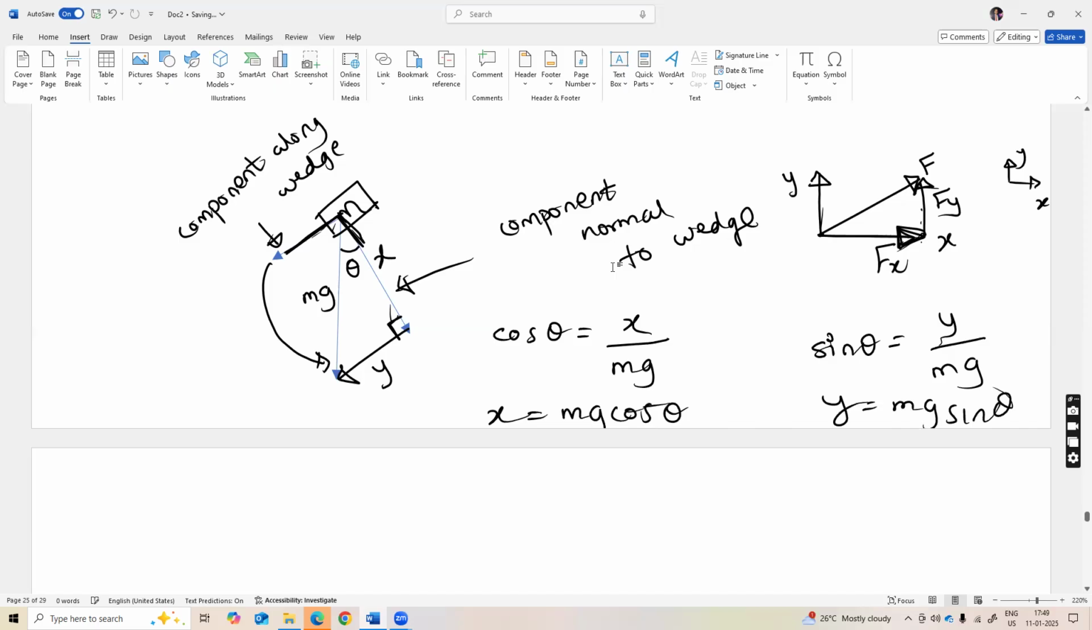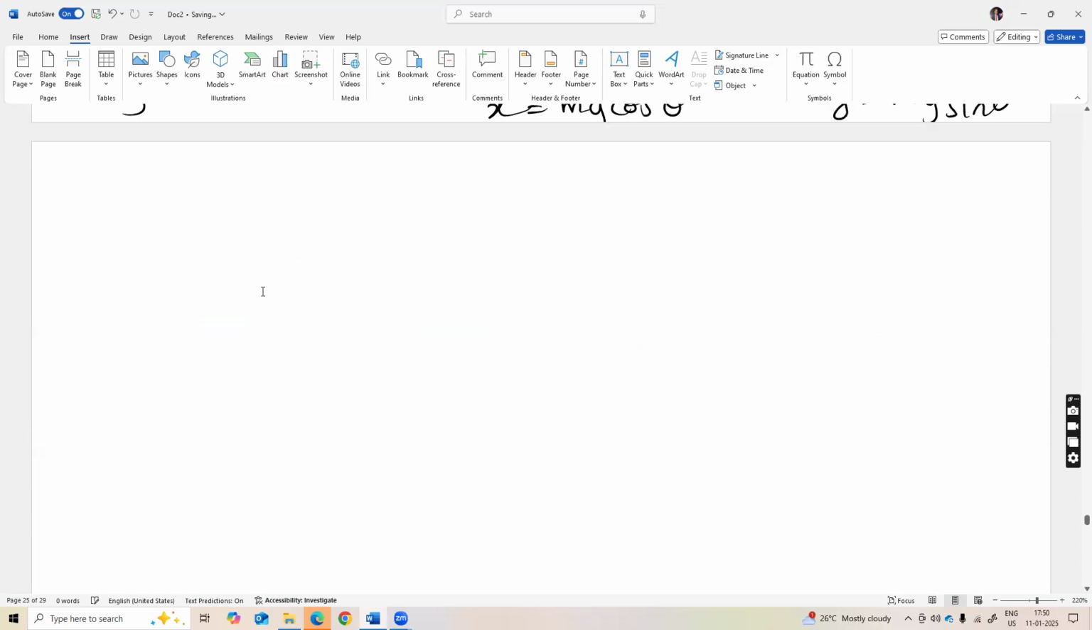So if you have a mass with weight mg acting in the downward direction, then this is mg sin theta, this is mg cos theta, and this angle is theta. Is it clear? Okay, sir. So I will just give you one problem to solve. You just calculate the normal force and limiting friction. Yes, sir.